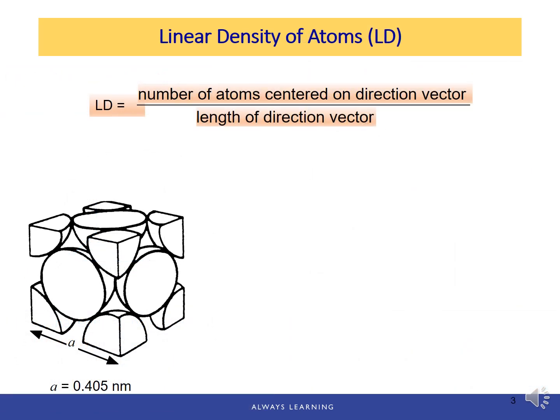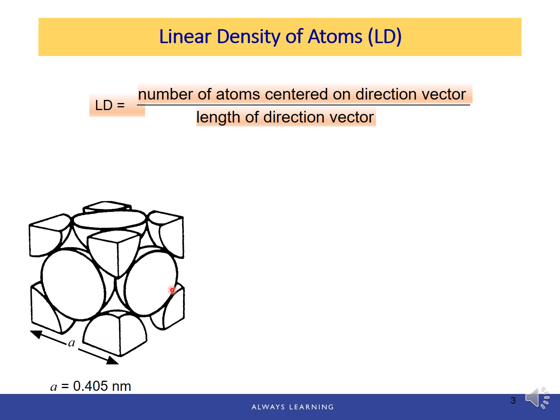The linear density is defined as the number of atoms centered on the direction vector divided by the length of the direction vector. We're going to focus on linear density for cubic systems, where the cube has the lattice parameter a. So all three sides will have length a. There's no a, b, c.